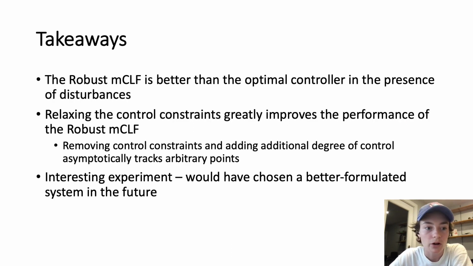Alright, so the takeaways are the robust mCLF is better than the optimal controller in the presence of disturbances, and relaxing the control constraint greatly improves the performance of the robust mCLF. So if we gave it more control authority or added another control dimension, we would be able to asymptotically track those arbitrary points, and the performance of that system is drastically improved.